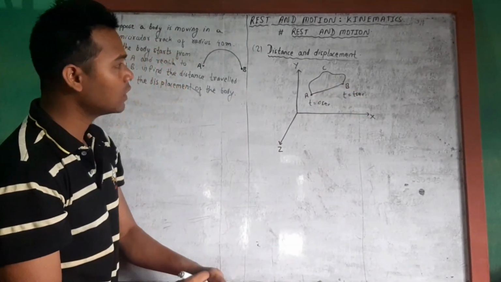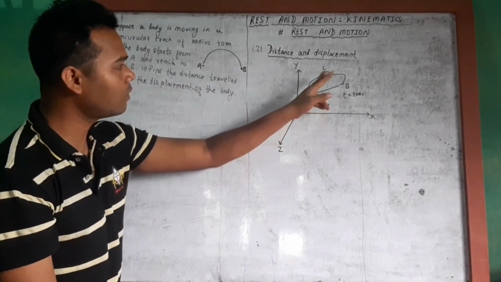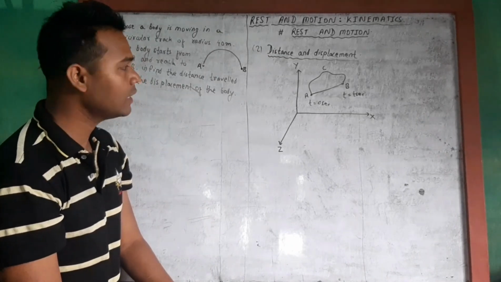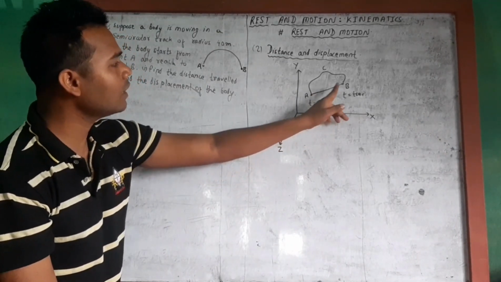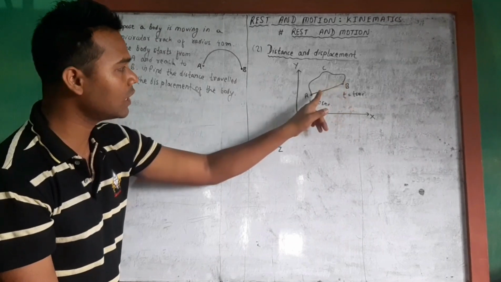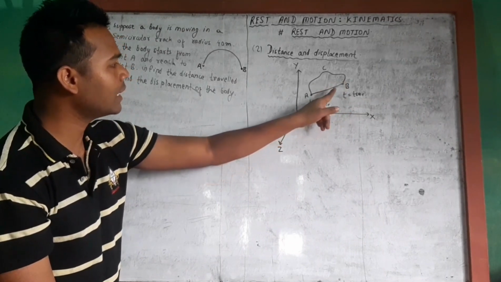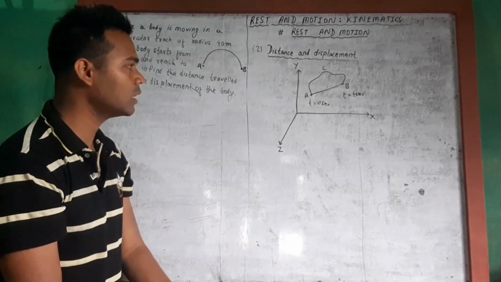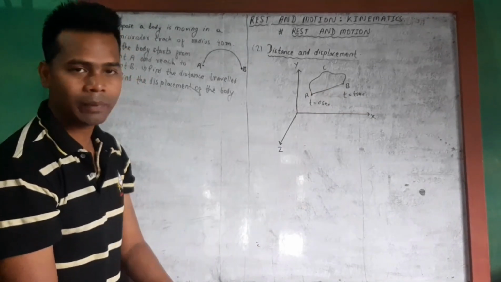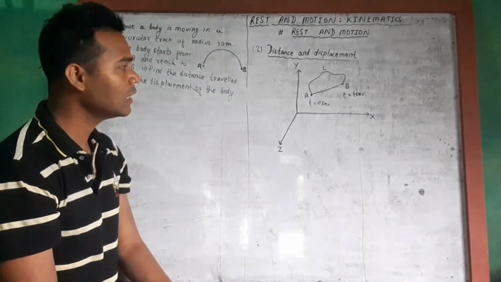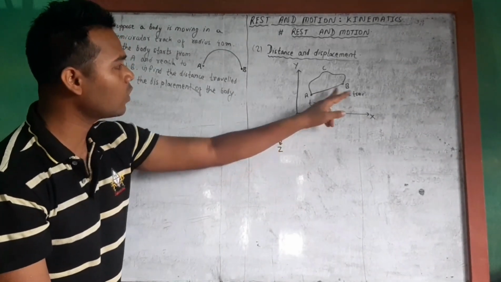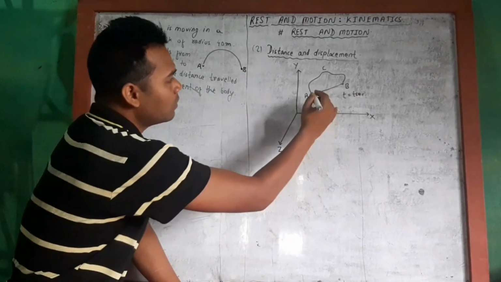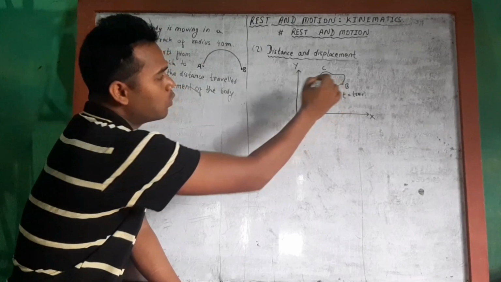That means the total length of path traveled by a body is called the distance traveled by the body. And if we join the initial and final points with a straight line, then the length of that straight line joining these 2 points is the displacement of the body. Here displacement is a vector quantity. Its magnitude is given by the length of this AB segment and its direction is from initial to final point.